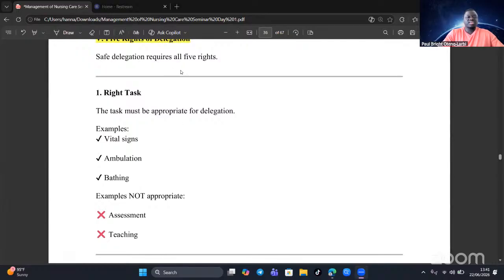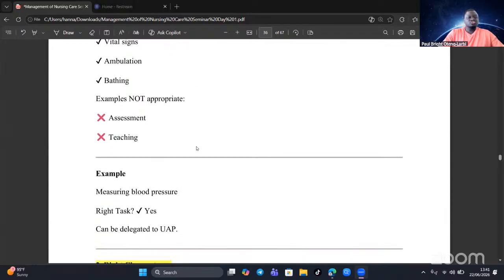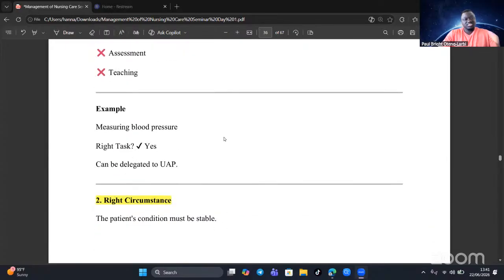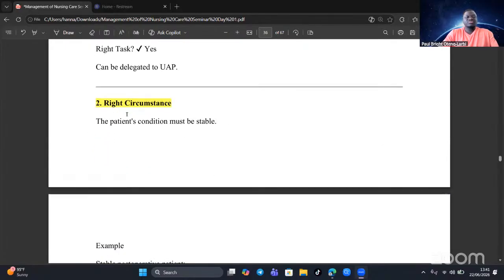Safe delegation requires all 5 rights. So you should know that. Is it the right task I'm giving to this person? You should ask yourself. Secondly, is it the right circumstance? Like our sister said, a patient with a critical condition, vital signs. In that circumstance, we are in the critical stage, so don't give it to the UAP. The patient's condition must be stable before you give it to the LPN.